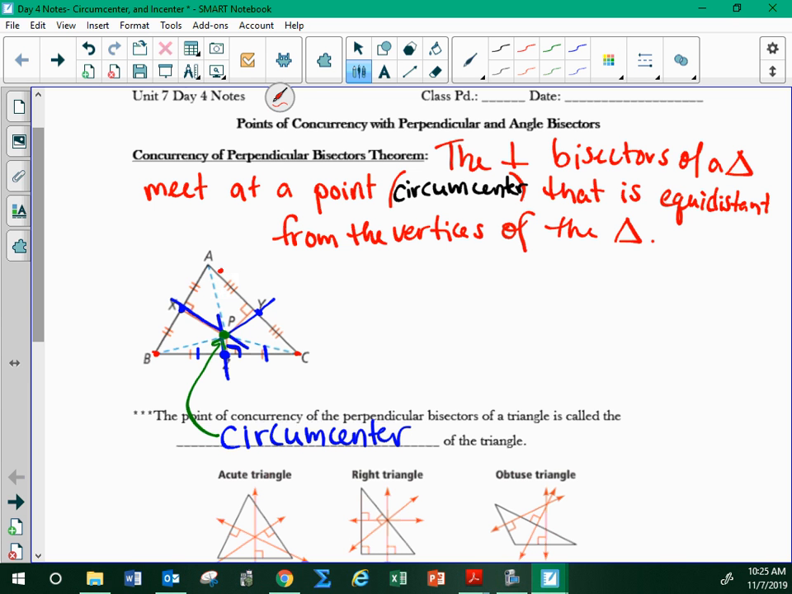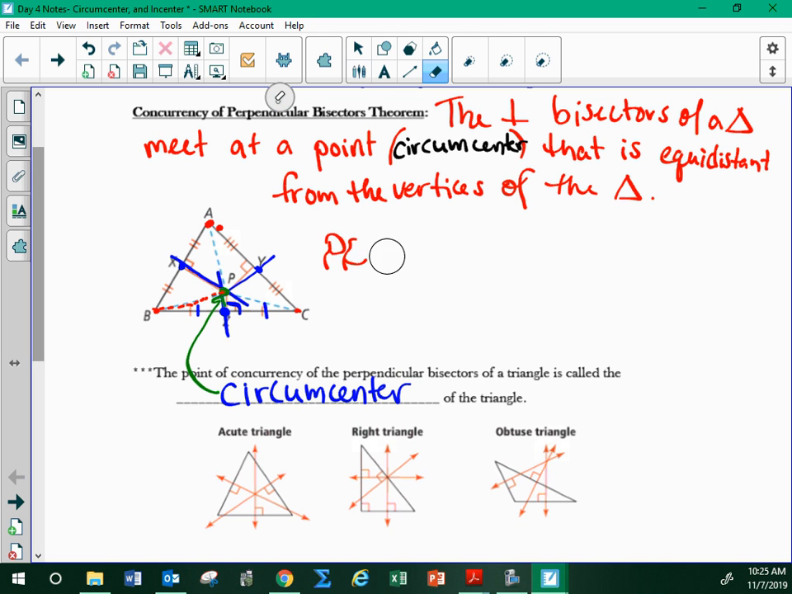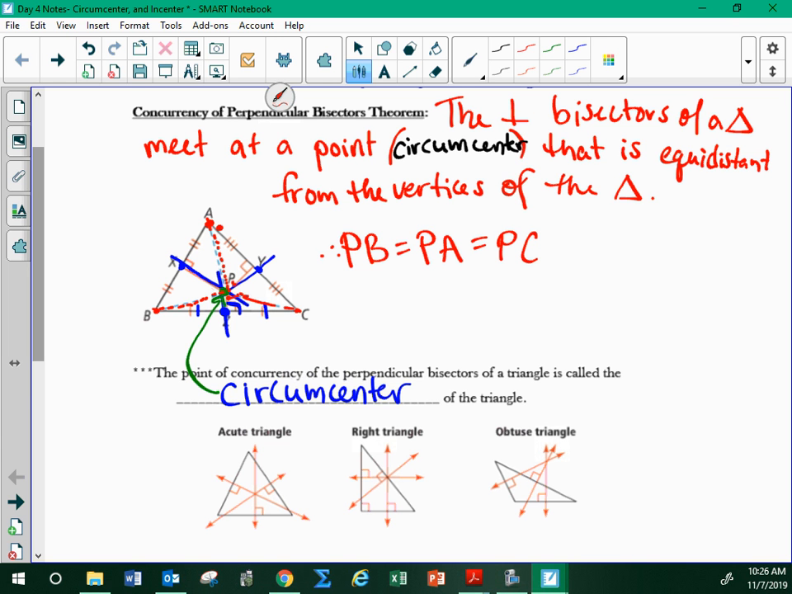All right, so here are our vertices. And according to this theorem, if I go from the circumcenter to my vertex, PB, the measure of segment PB is going to be the same from the circumcenter to the other vertex, PA, which is still the same from our circumcenter to our last vertex. So where they meet up, call that a circumcenter. And when we go from the circumcenter to the vertices, they're all the same distance.